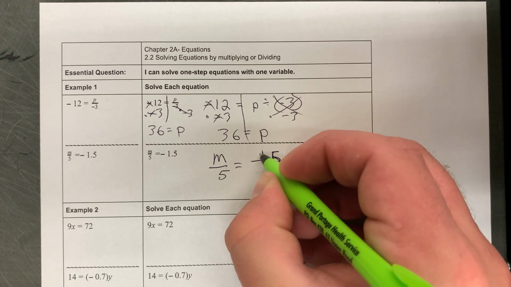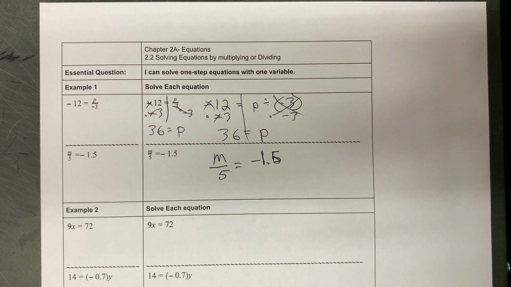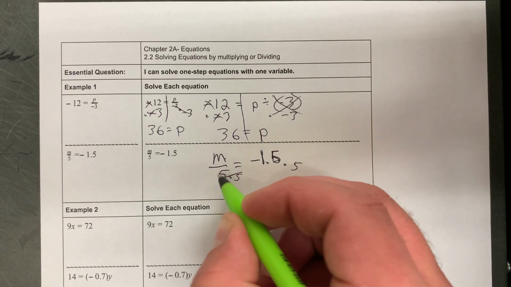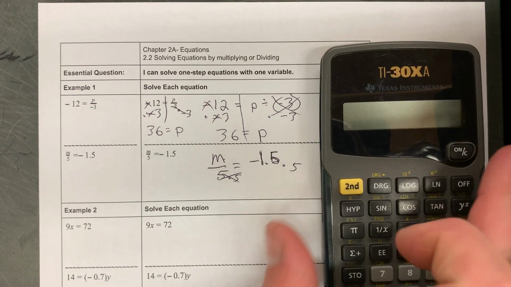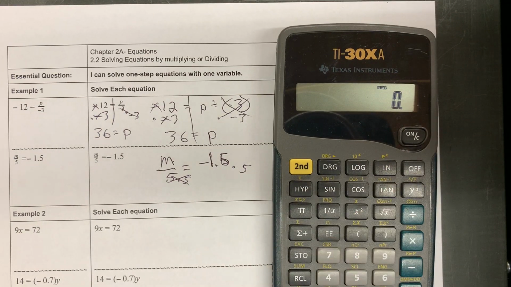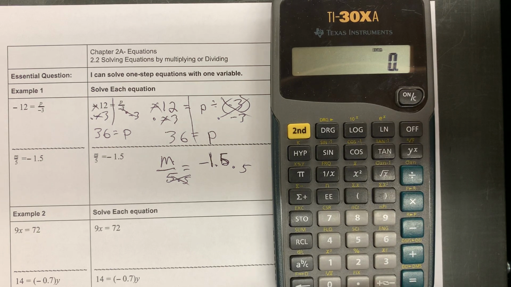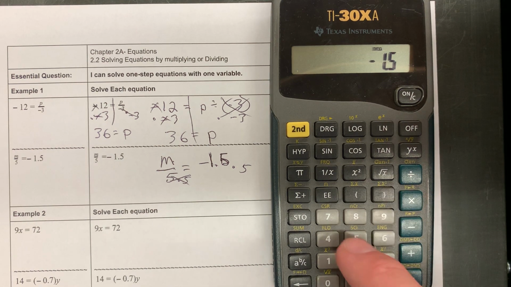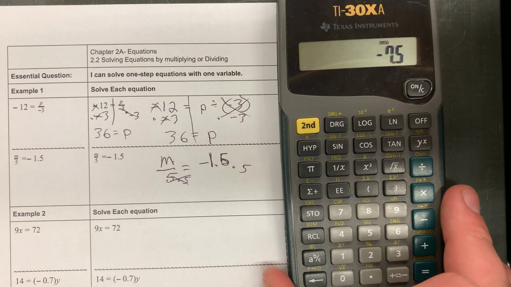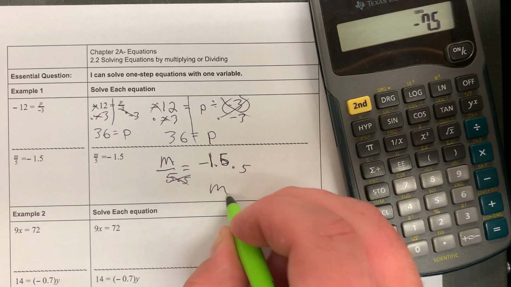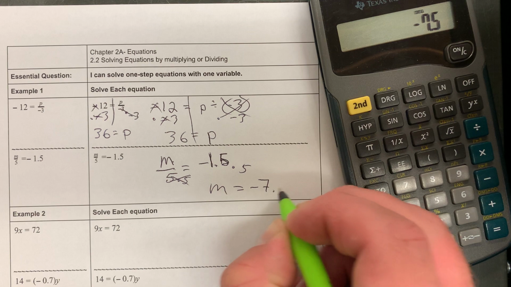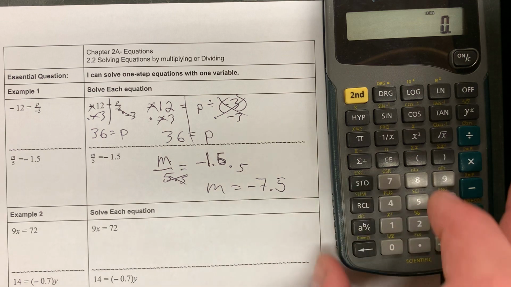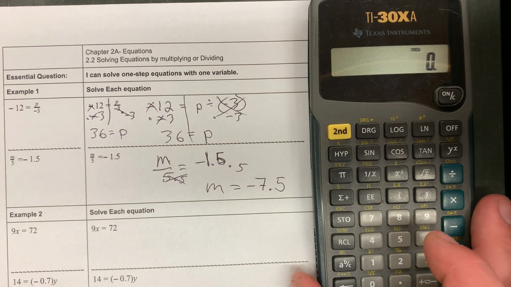-1.5. Sorry about that. So I need to do the opposite of division here, which is multiplication. I'm going to multiply both sides by 5. If you want, you can take out your calculator or use your computer, however you choose. I'm going to turn it on. I'm going to enter -1.5 times 5, and I end up with -7.5, or m equals -7.5. You're welcome to use your calculator on your Chromebook as well. There are some calculators online. This is just the calculator that I'm going to be using for our notes.